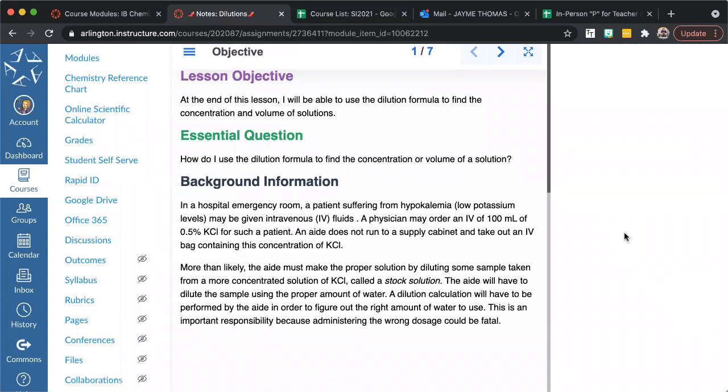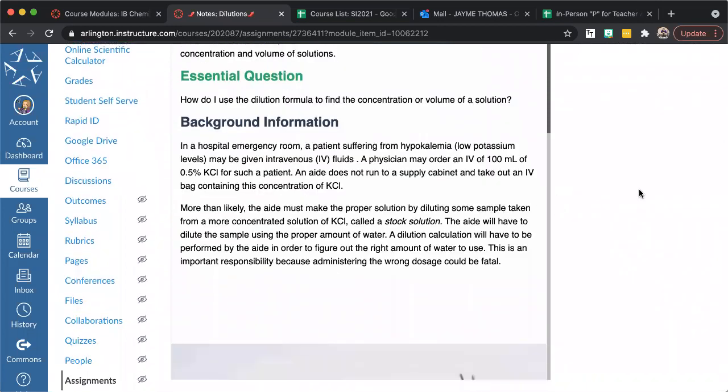Because of this example that's given right here, it says in a hospital emergency room, there's a patient suffering from hypokalemia, which means that they have low potassium levels in their blood. And so in order to counteract it, they might put an IV in the person and give them fluids through the IV, which stands for intravenous. That means it's going into the vein, so directly into your bloodstream, which is the fastest way that you can deliver medication to somebody.